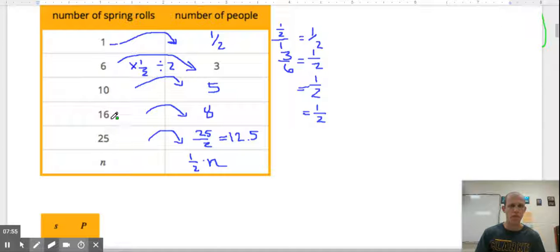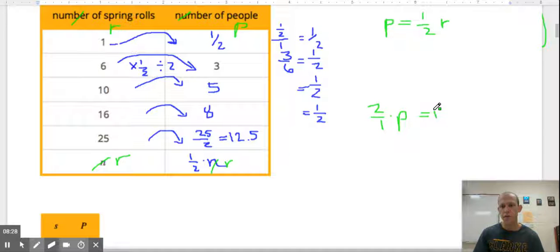Again, I'm going to change some things because they both say number. I'm going to change this side to be my R side and this side to be my people side. R for rolls, P for people. So this N I'm going to change to an R so that I can work with that. So P equals 1/2 times R. But I could do the reverse as well. I could do 2 over 1 times P equals R.